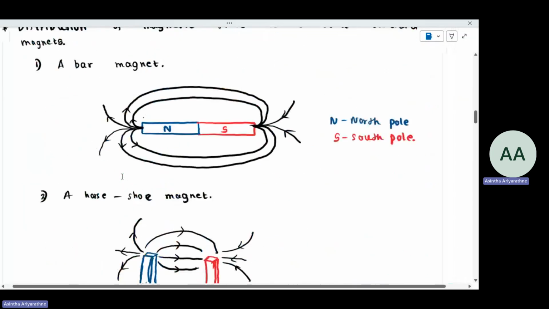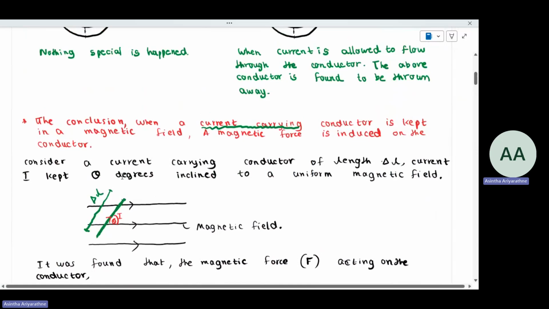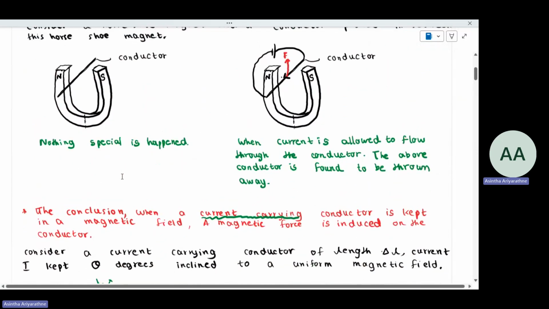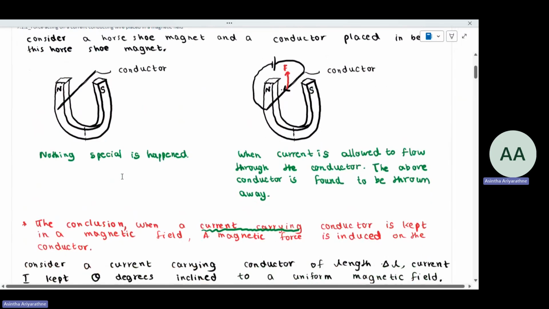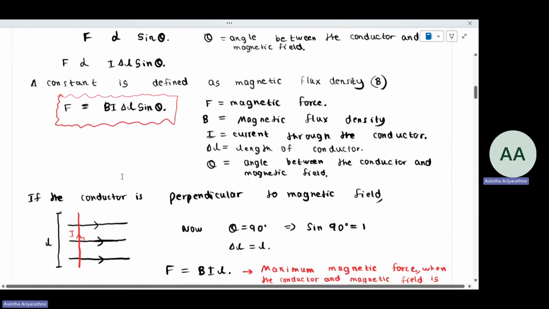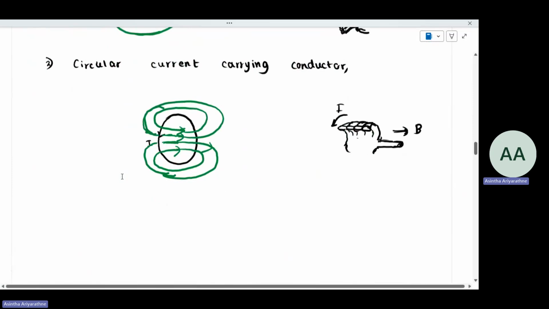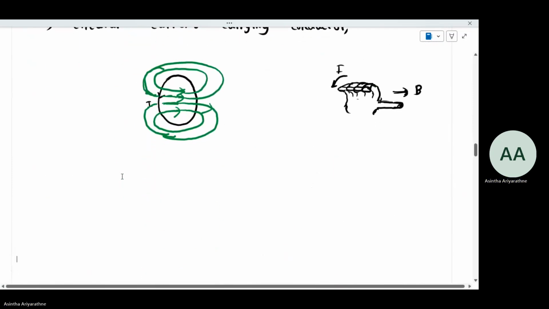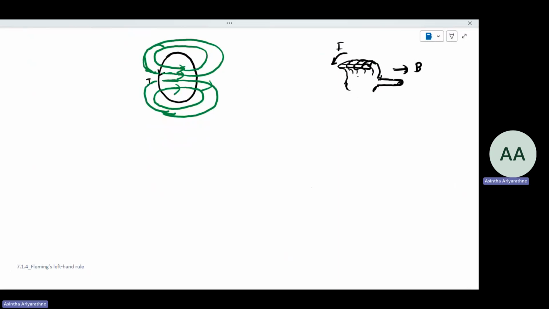Actually, we discussed here that when a current carrying conductor is kept in a magnetic field, a force would be induced. Now, since we know the field representation around some standard current carrying conductors, we can use that. So there's another one.